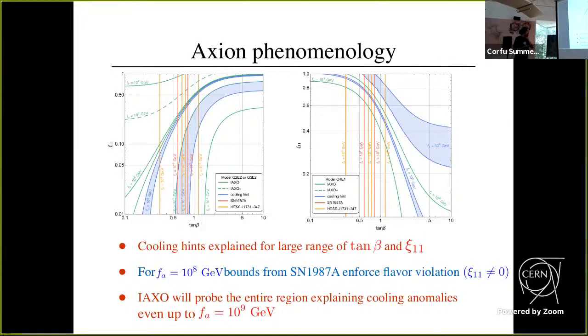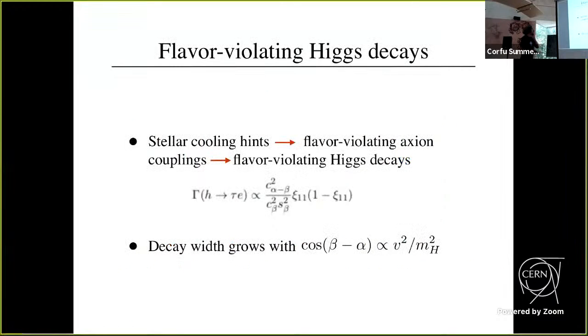Okay, I have only 2 minutes, and I'm okay. So maybe I will go now to Higgs decays. So just very quickly, the point is that if we want to explain stellar cooling hints, we need to introduce flavor violating axion couplings. And if this happens, we have also flavor violating Higgs decays, provided that the second Higgs doublet is relatively light.